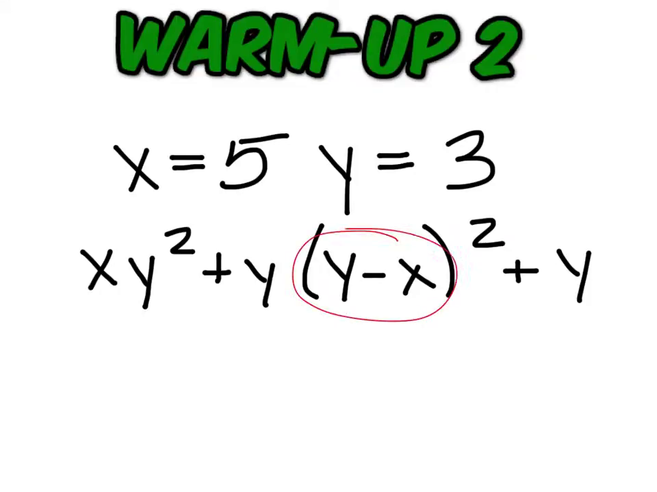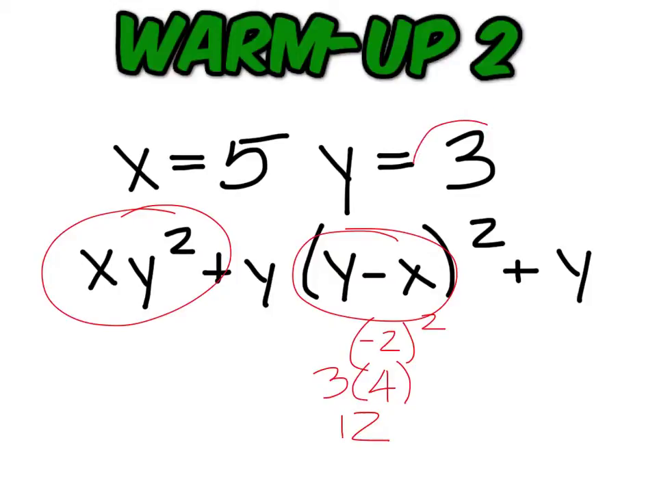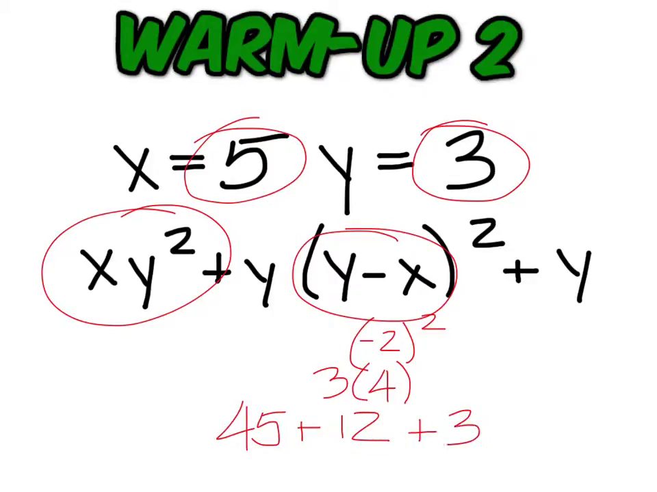For this one, y minus x is going to be 3 minus 5. That's a negative 2. You square that to get 4 and multiply the 4 by the y, which is 3. So you get a 12. And out here, square the y, which is 3 squared is 9 times 5 is 45. And then at the back end, you got plus 3. Answer should be 60.